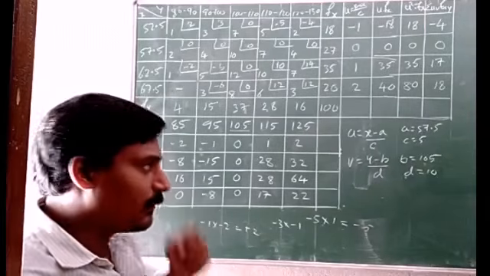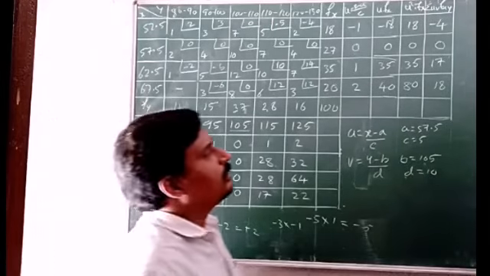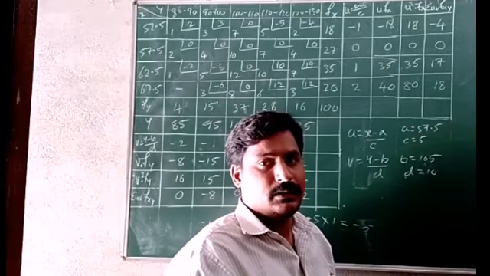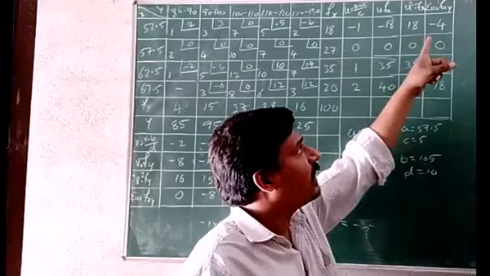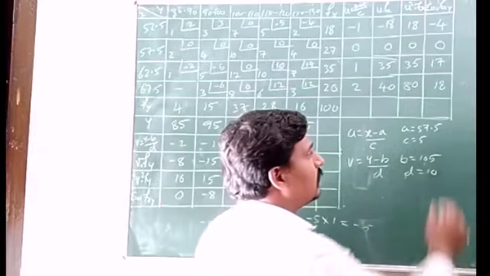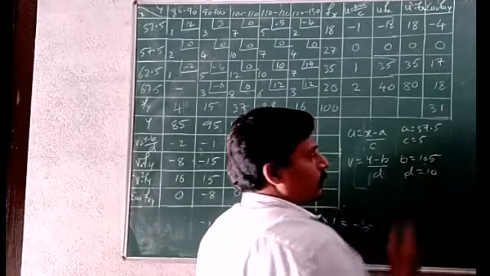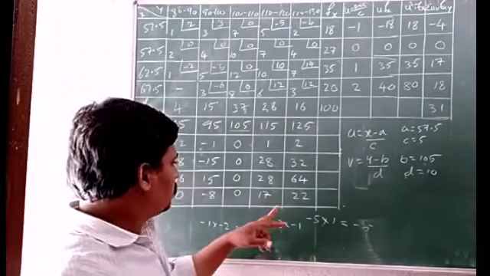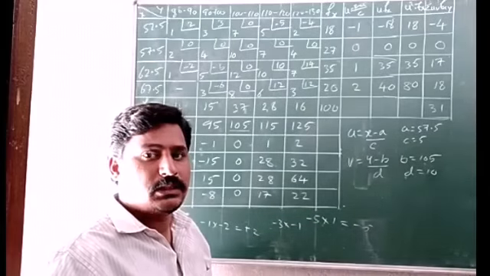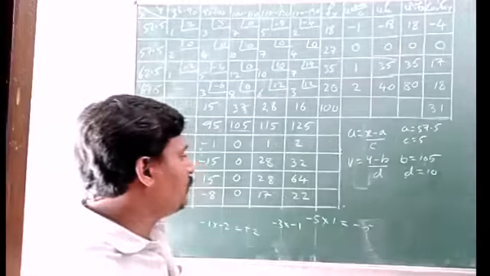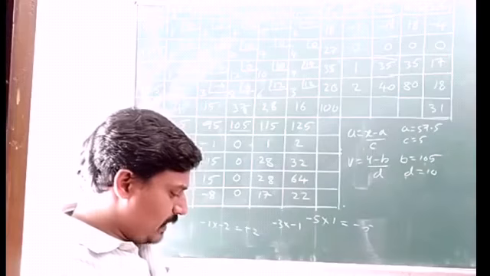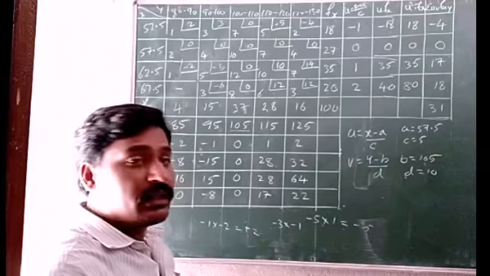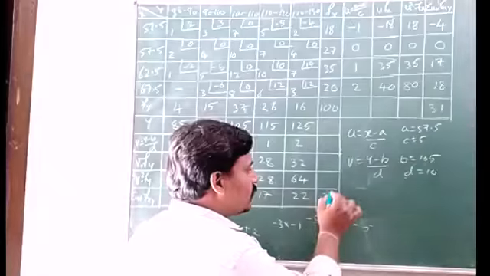So let us check. First we'll check that only. So here first 18 plus 17, 35. 35 minus 4, that is 31. The same 31 we should get here also. Let us check. 22 plus 17 is 39, minus 8. We get 31. Okay. So here also we get total 31.